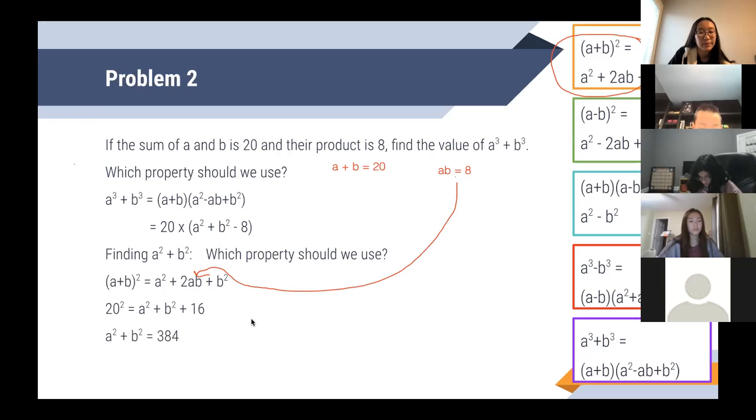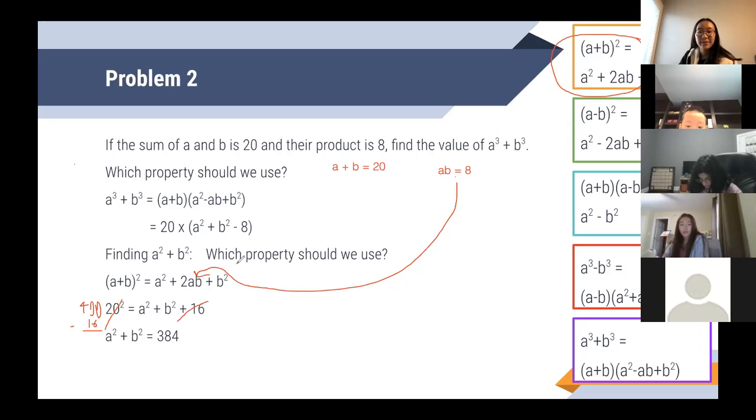Okay, so if we do some more simplification, 20 squared equals 400. Then you can subtract 16 from both sides. So then you do 400 minus 16, and you're going to get 384. So this equation simplifies down to A squared plus B squared equals 384.